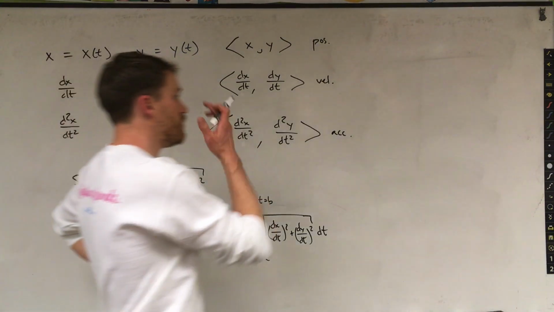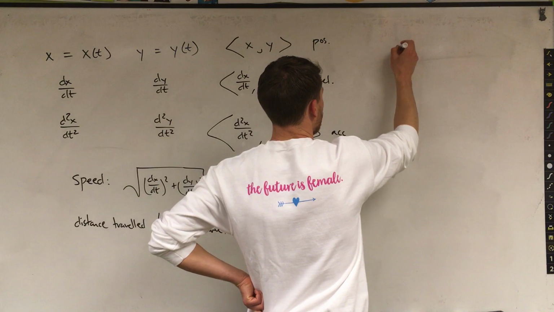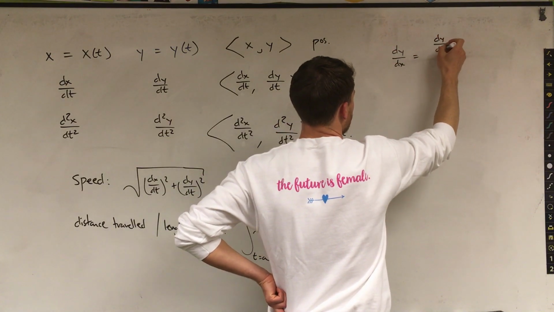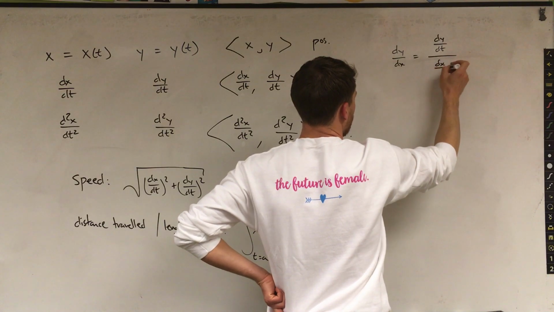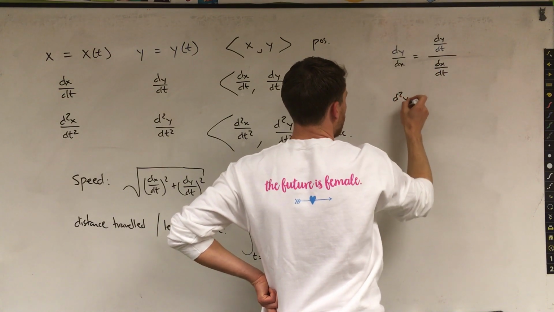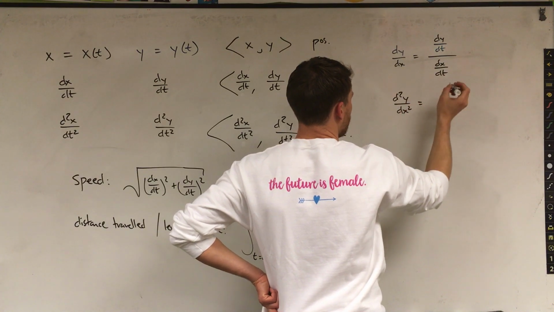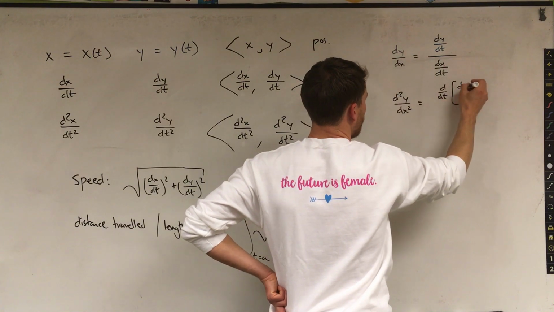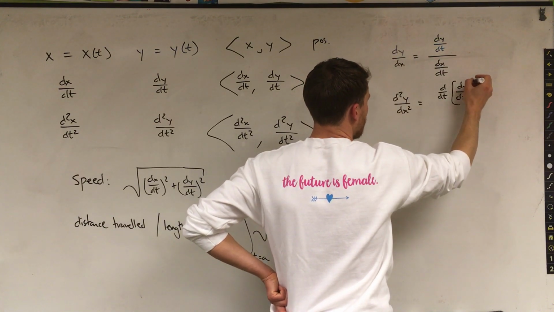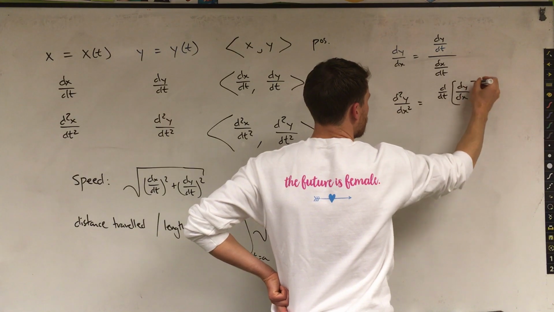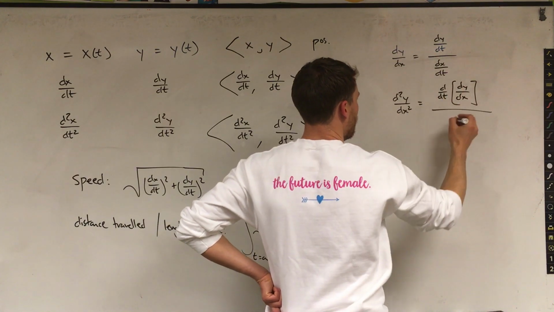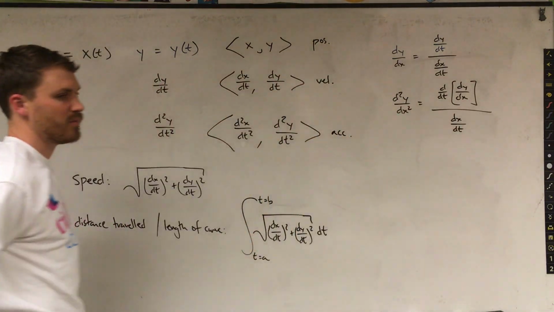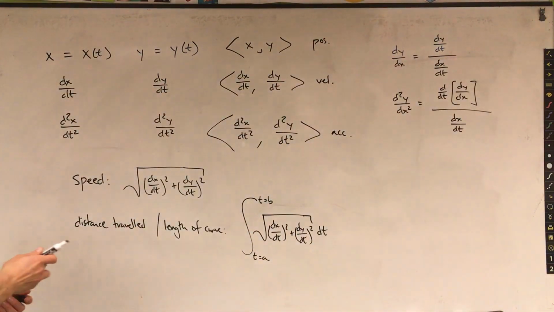Let's see, what else? Well, if you want to find the slope of the curve, aka what direction you are heading, you just take the vertical velocity and divide by the horizontal velocity. If you want to find the concavity of the curve, which we rarely do, but sometimes we do, we take the derivative of our result up here, which is going to be a function of time, and then we divide it again by dx/dt. Those I sort of explained a bit in a previous video.